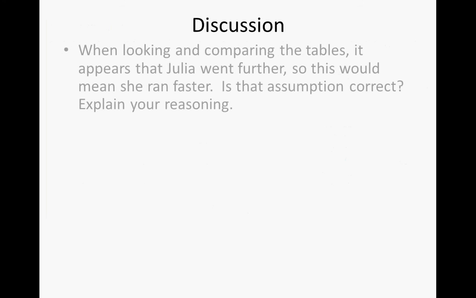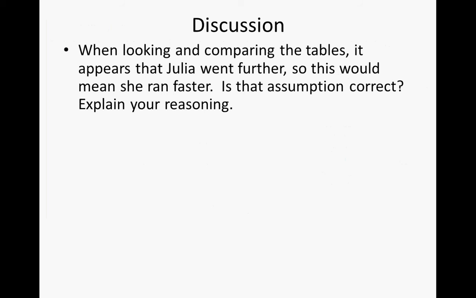So our discussion for this, when looking and comparing the tables, it would appear that Julia went farther. So this would mean that she ran faster. Is that assumption correct? And explain your reasoning.